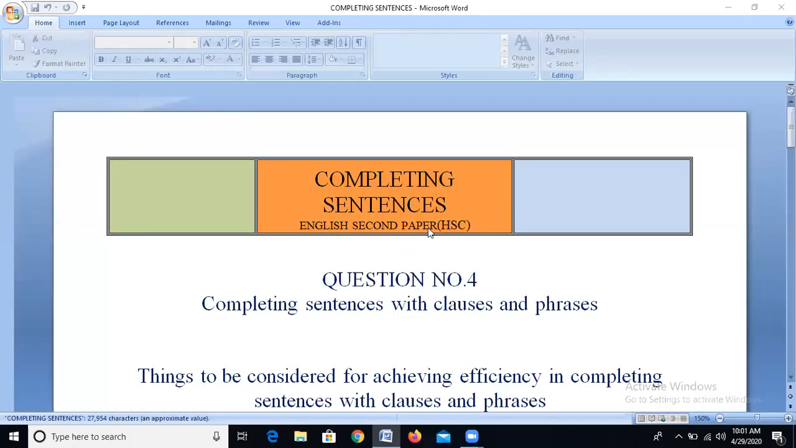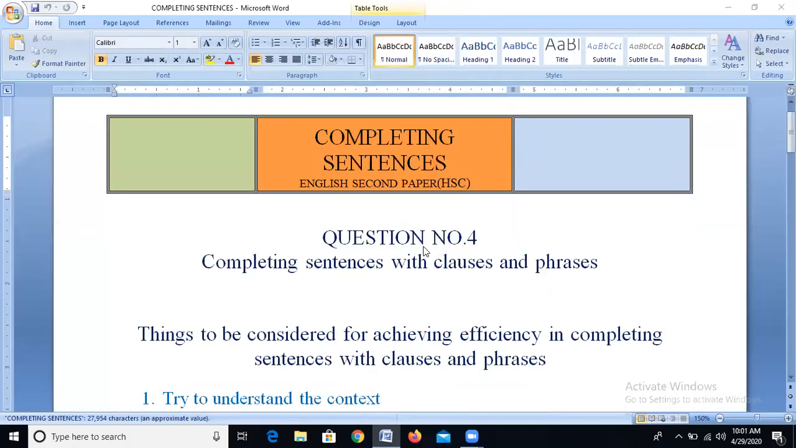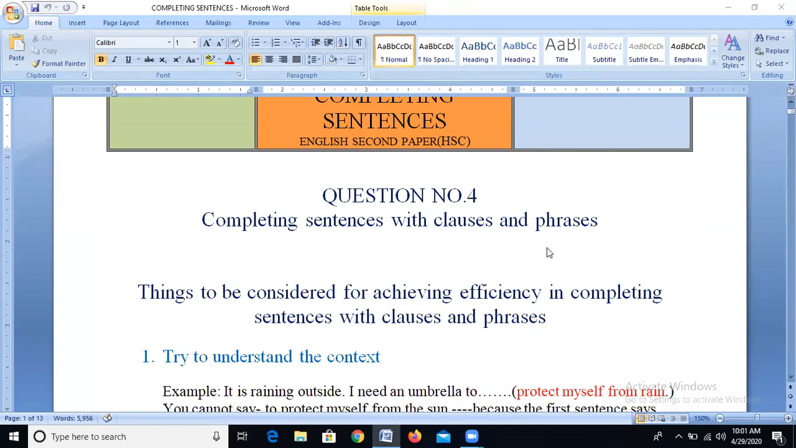And it is completing sentences. Just look at the screen. Completing sentences with clauses and phrases. I think you have some ideas of phrases and clauses. In my last class, I told you about the definition of phrases and clauses.